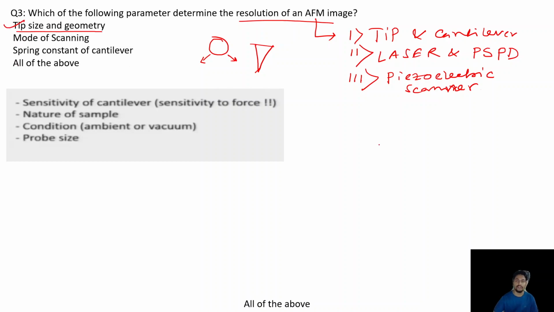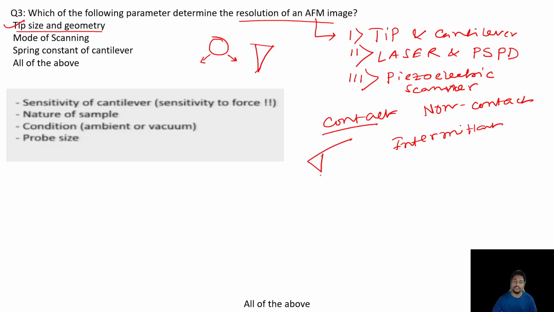Now I already told you that there are mainly three kinds of mode: contact, non-contact, and intermittent contact. In contact mode, the tip is actually touching the surface, so there is a problem of deforming the substrate and deforming the tip. That's why the resolution is not great. I'll show in the third or fourth question a picture of contact mode and intermittent contact, and how the resolution changes.